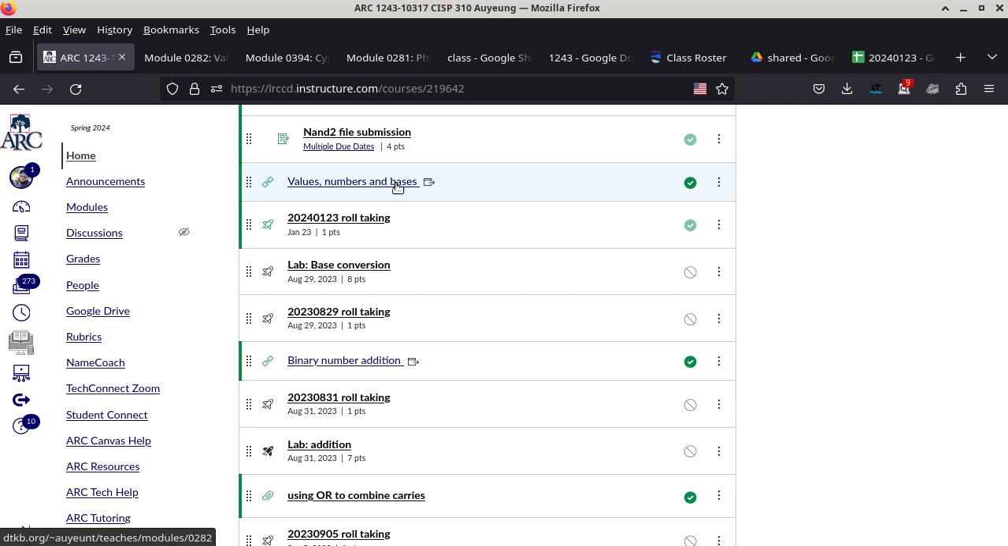Today, I said base conversion, but what it really boils down to is how values are represented in different bases. Give me a value, tell me what base I'm supposed to represent it in, and I know how to do it. Give me a number in whatever base, and I can figure out what value that number is representing. Those two things are the core of today's lecture.